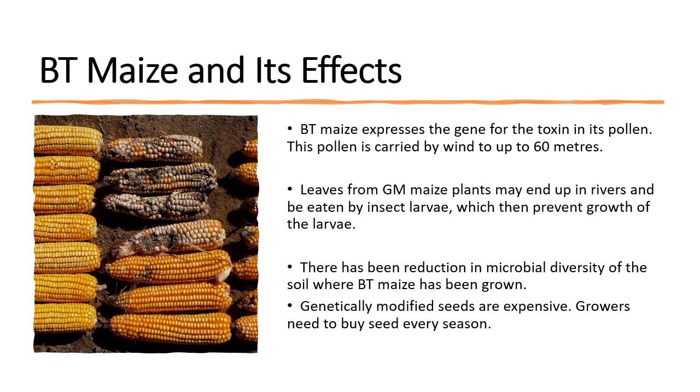Leaves that come from genetically modified maize plants can sometimes end up in the rivers, and they can be eaten by insects, and then that would prevent the growth of those insects because the leaves are carrying this Bt toxin in them. And wherever you have Bt maize, there has been a reduction in microbial diversity. This is considered a bad thing because it means that you might affect the soil integrity because of this toxin, and you don't have the necessary bacteria and fungi and all of these other microorganisms that help with successful healthy soil formation. So this is one of the disadvantages of this.